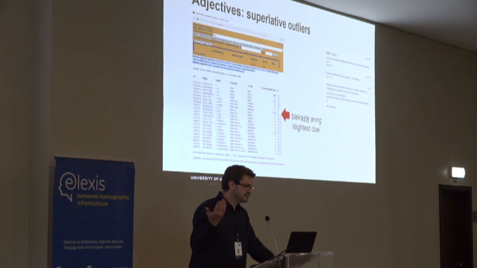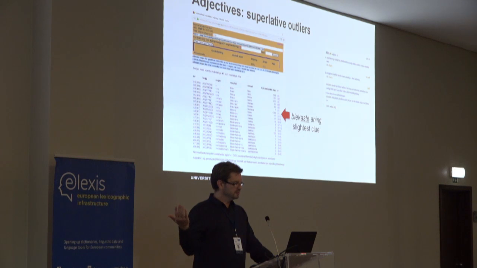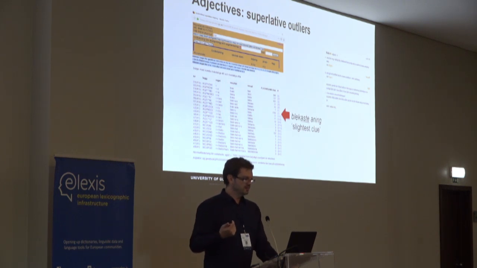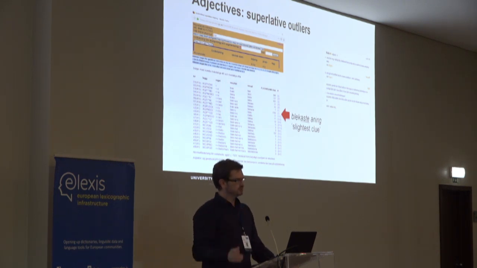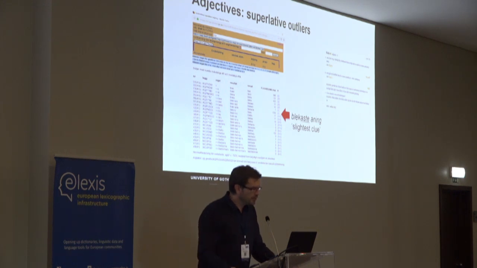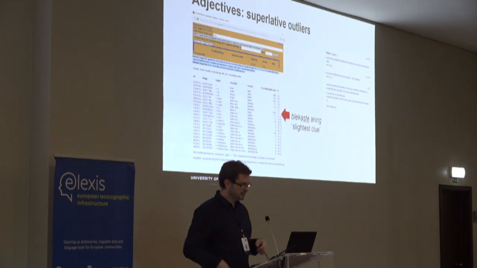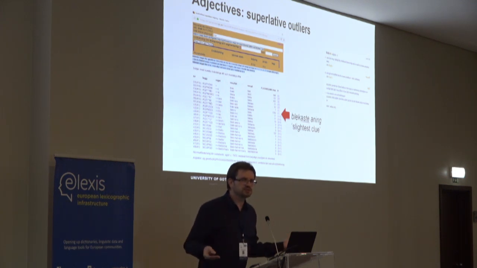Another example is the adjective superlative outliers. A very common form is the superlative of the adjective blek, which means slight or pale. It's extremely often used in the superlative form. But in the SO dictionary, as you can see, it doesn't show you that this is by far the most frequent use.